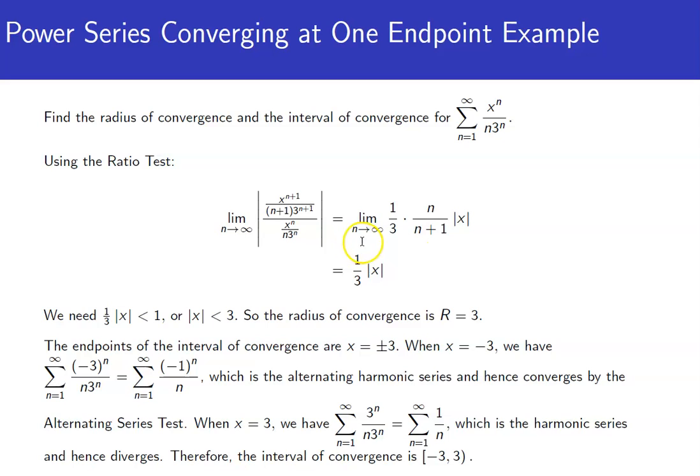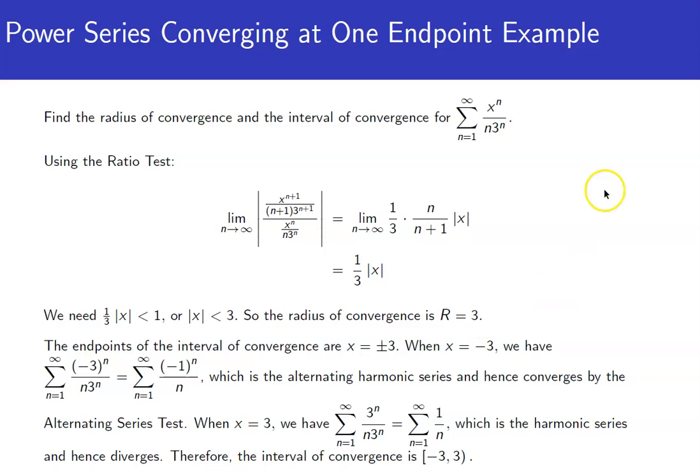As n goes to infinity, n over n+1 goes to 1, so this limit turns out to be 1/3 times the absolute value of x. According to the ratio test, in order to converge, this limit needs to be less than 1. So we need 1/3 times the absolute value of x to be less than 1. Solving, we get the absolute value of x is less than 3. That fits our appropriate form for determining the radius of convergence, so it must be 3 in this case.